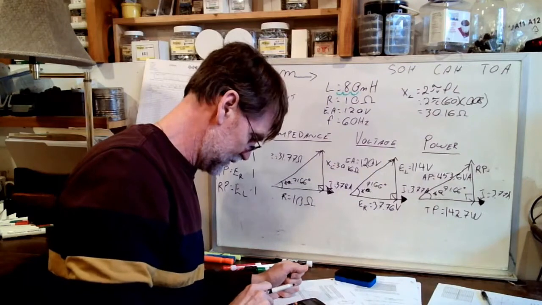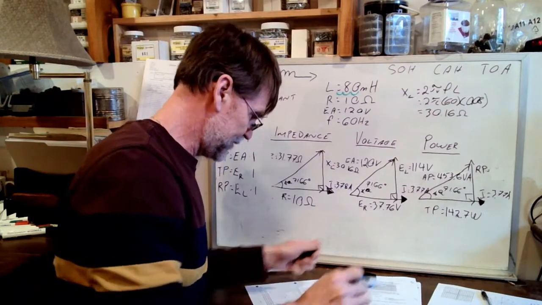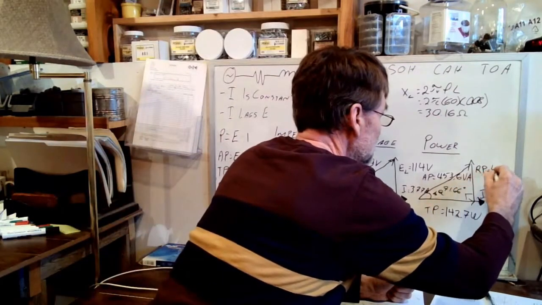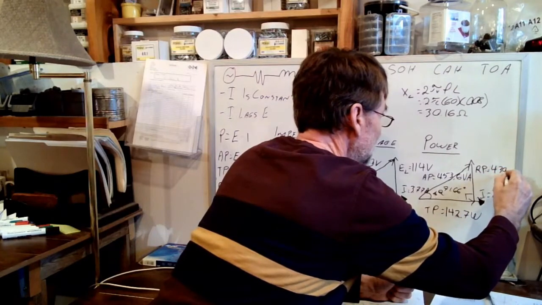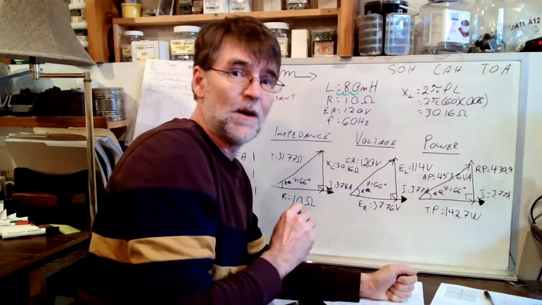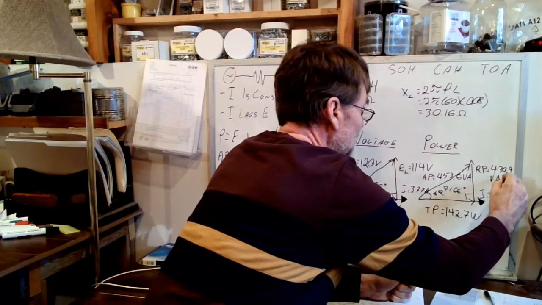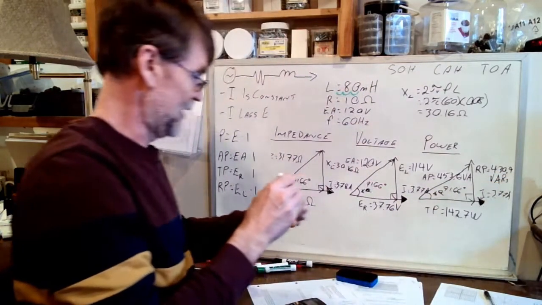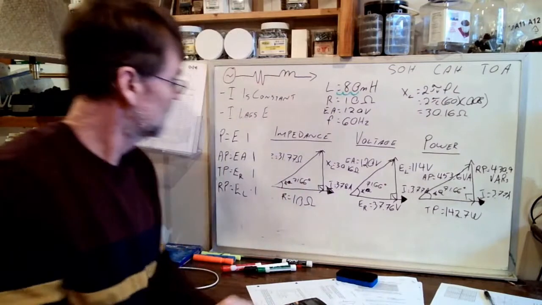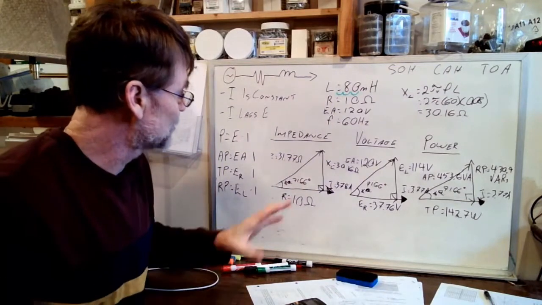114 volts is 430.9. So 430.9, and the units out here, VARs, volt amps reactive. So there we go. Those are all the variables.